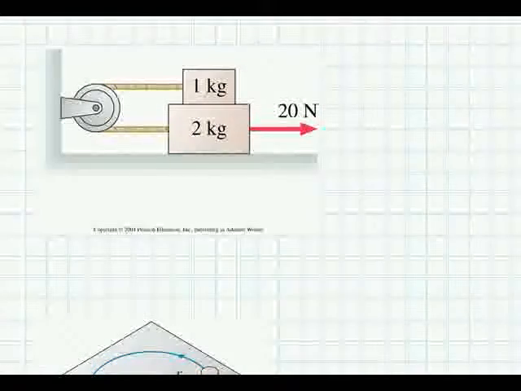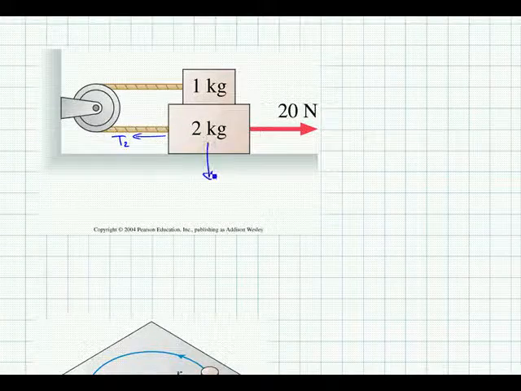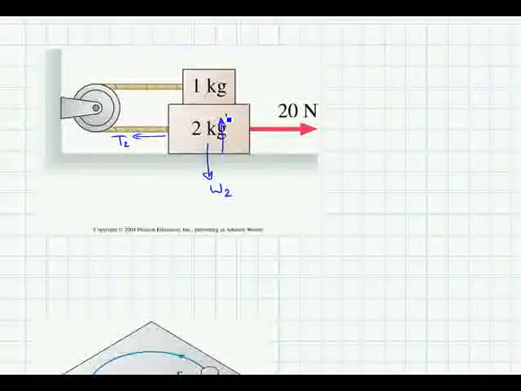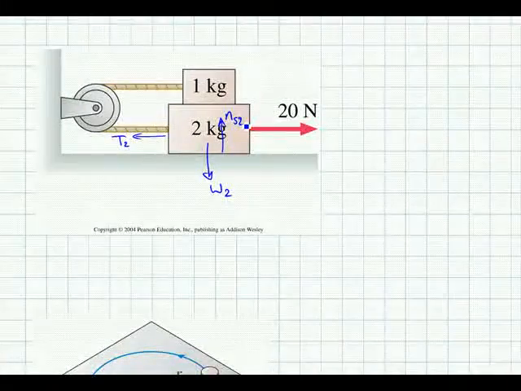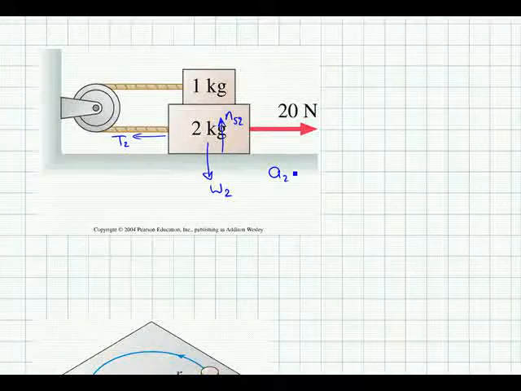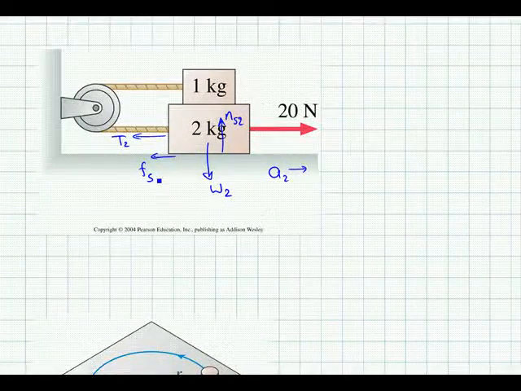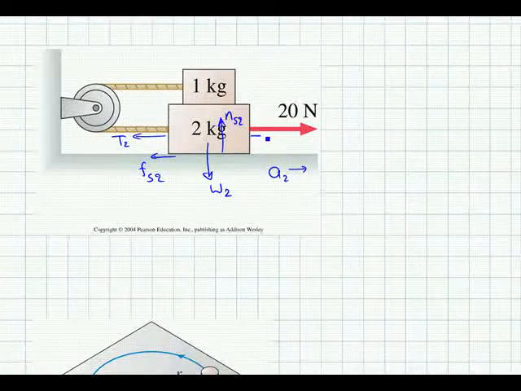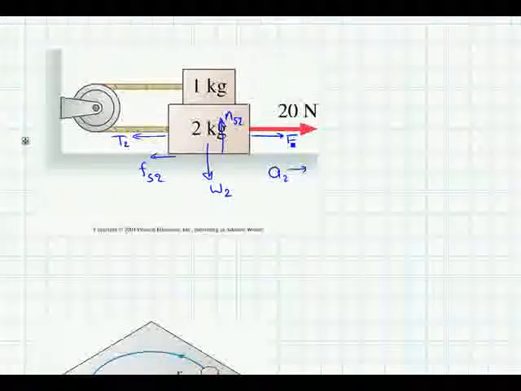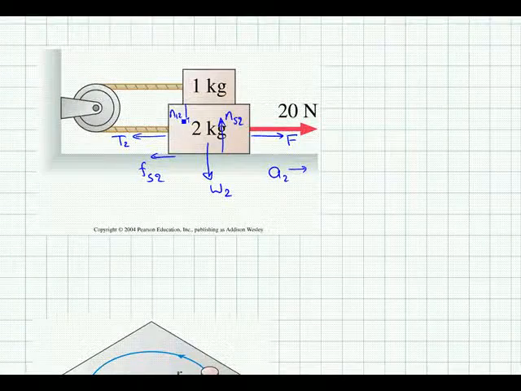Let's set this problem up. We're going through these a little bit faster now. So normal force of surface on 2. Let's assume that A2 is that way. So we have friction force of surface on 2. Of course we have F, which is acting on 2, which is our 20 newtons. Now we have normal force of 1 on 2.